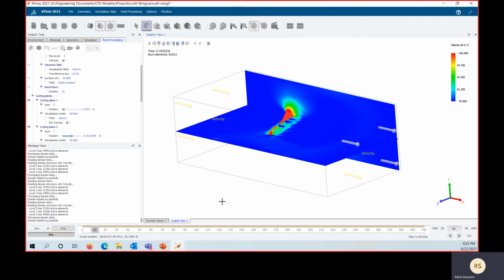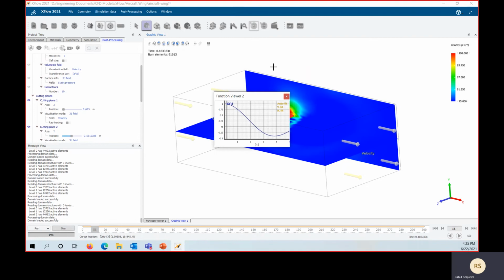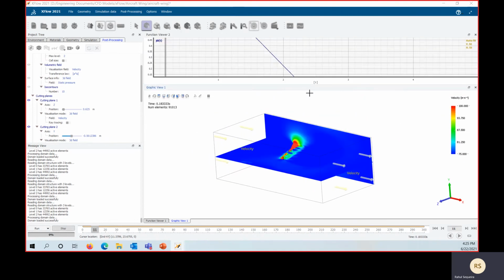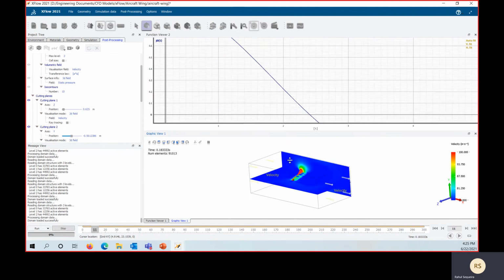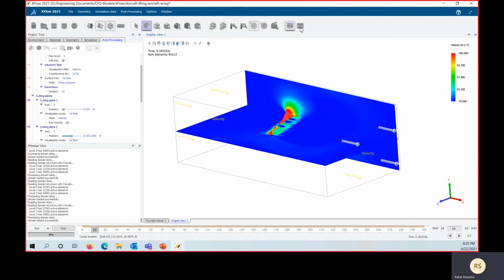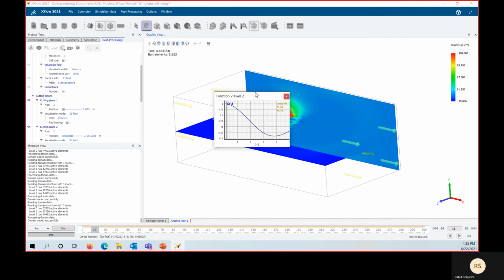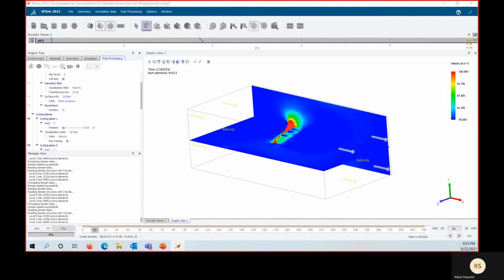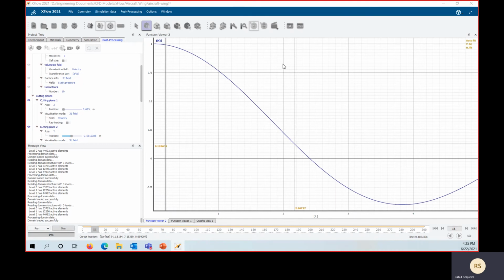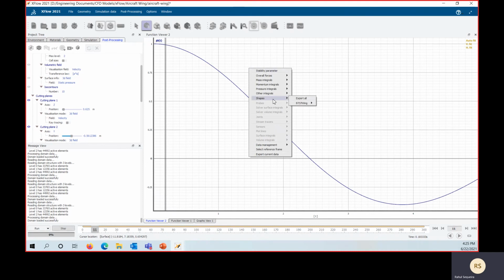Speaking about those coefficients, you can actually solve them. You just have to click the new functions viewer. You'll then be given the functions tab where you can understand the drag and lift of the aircraft. There it is. I then have to just go into shapes.